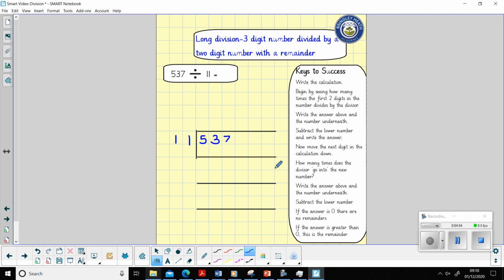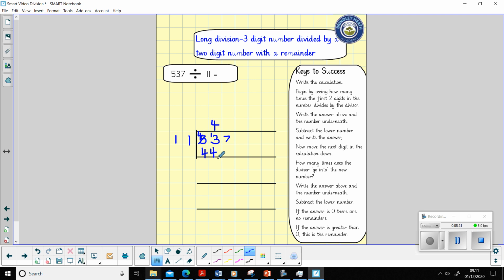Now I know that 4 times 11 would equal 44. If I added another 11, that would take me to 55, which is too much. So I've got to stop at 4 times 11, which would equal 44. Because those numbers are different, I've got to subtract. 3 take away 4 I can't do, so I need to exchange.